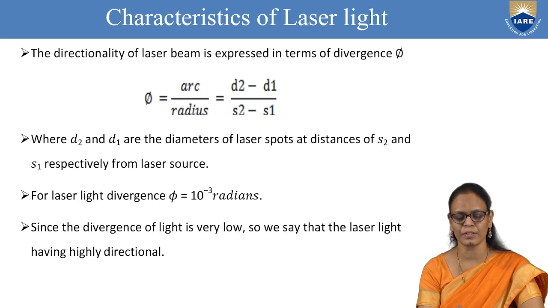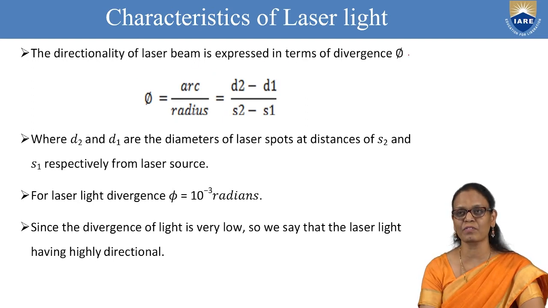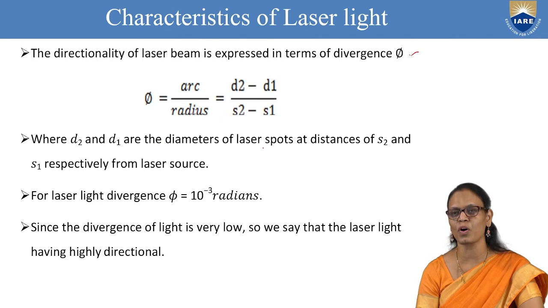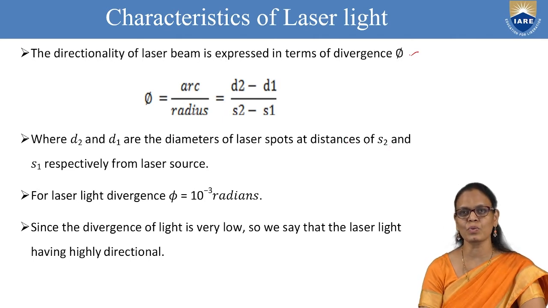Now, how do we measure it? The directionality of a laser beam is expressed in terms of divergence, denoted by phi. So phi is equal to arc upon radius, the arc through which it has spread upon the radius. And we measure it as (D2 minus D1) upon (S2 minus S1). So what are D1 and D2? D2 and D1 are the diameters of the laser spots at distances S2 and S1 from the laser source.